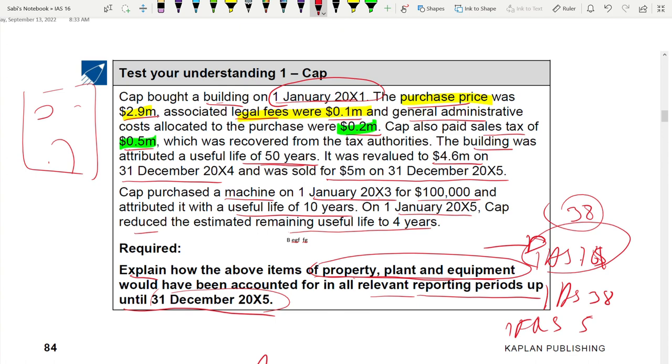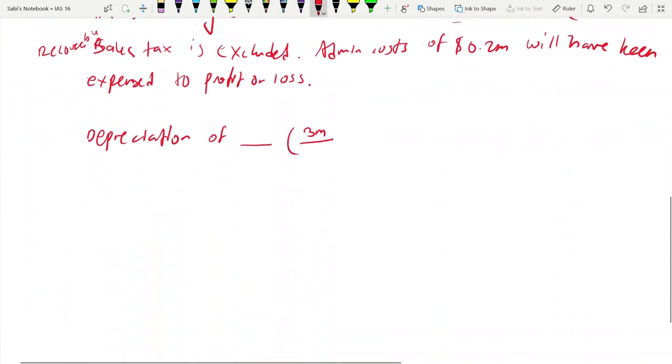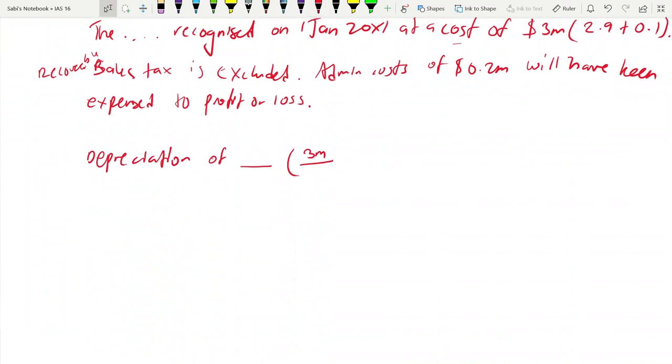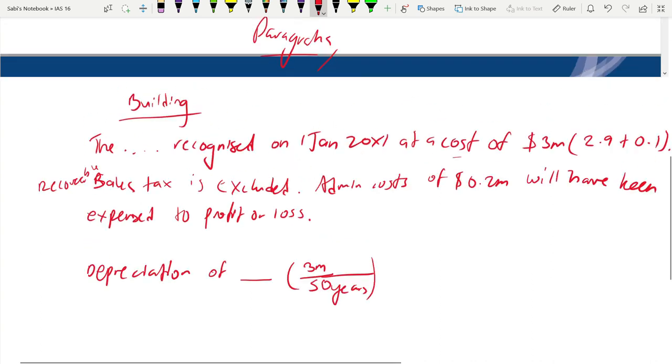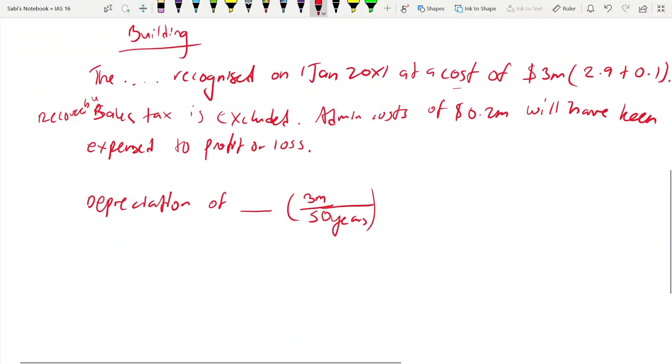1st of Jan 2001 was when you got the building. From 2001 to 31st December 2005, how many years? 2001, 2, 3, 4, 5. 5 years. So you have to divide this 3 million by 5 years. Sorry, not 5 years, 50 years, because useful life is 50 years. Okay, somewhere here they have told useful life is 50 years. So 3 million divided by 50 years is how much? 0.6 million. Depreciation of 0.6 million.